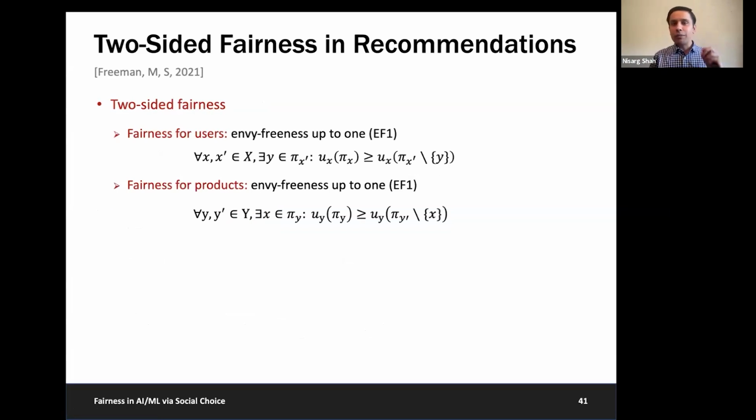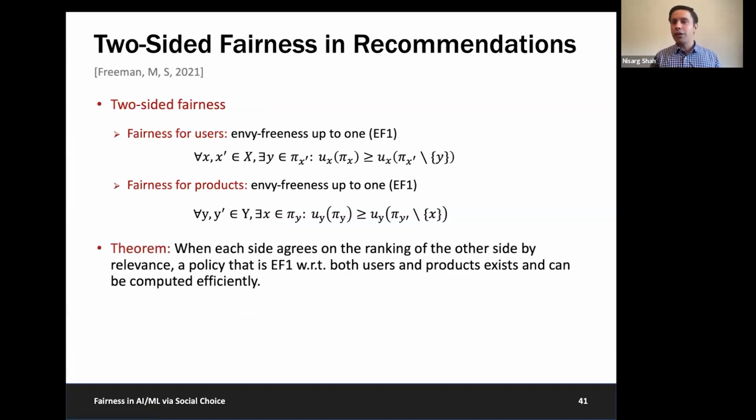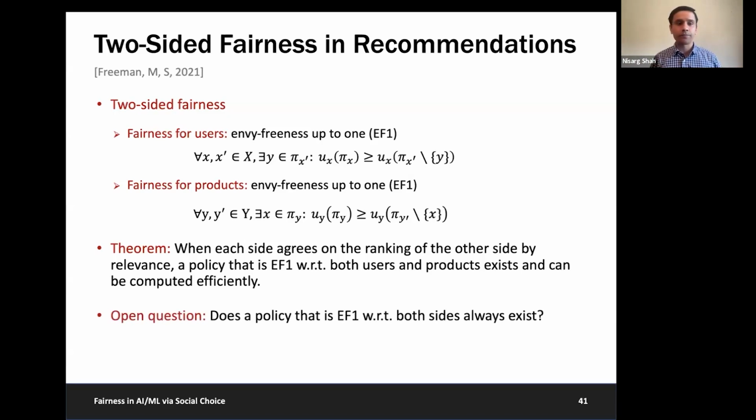And now we can actually impose the same EF1 guarantee both on the side of the users and on the side of the products. And one result from this work, which is actually my joint work with Evie, shows that when each side agrees on the ranking of the other side based on their relevance, then a policy that's EF1 on both sides always exists. But this is an open question in the more general case.